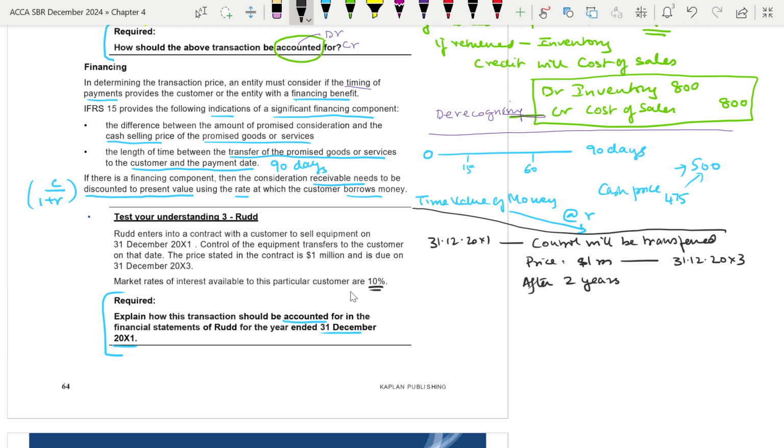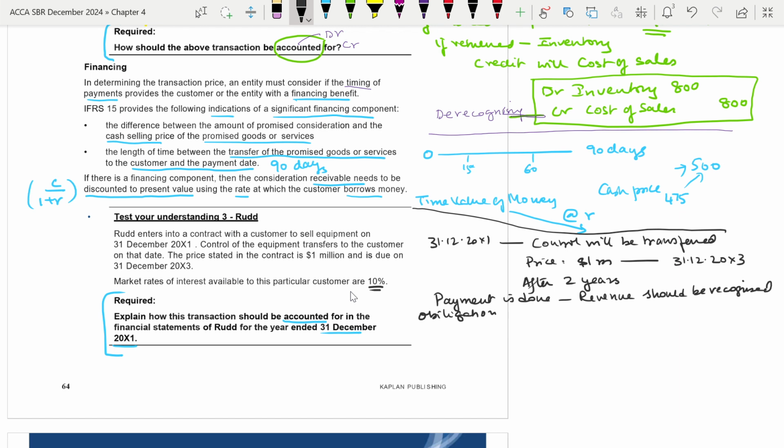The price is 1 million, and it is going to be paid after 2 years. When the price stated is due, it is after 2 years. Fine. As per IFRS 15, when the payment is done, then revenue should be recognized, or we can say when there is an obligation. Is it right? Obligation.